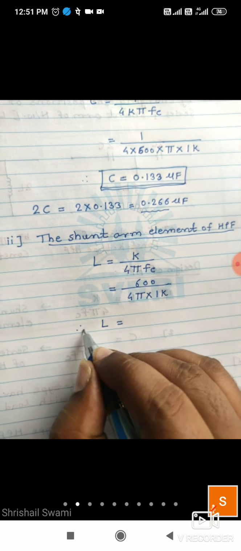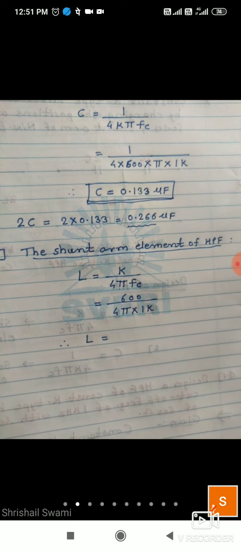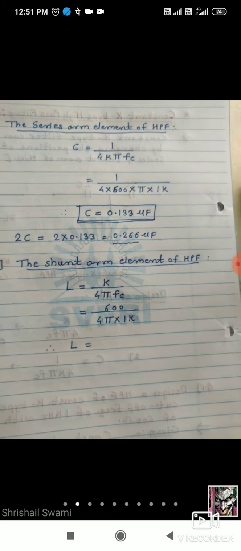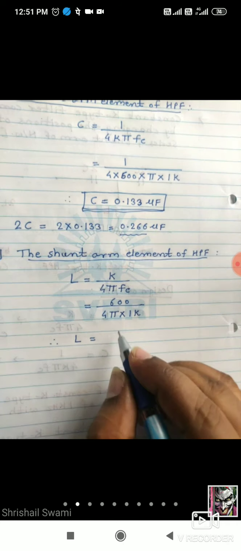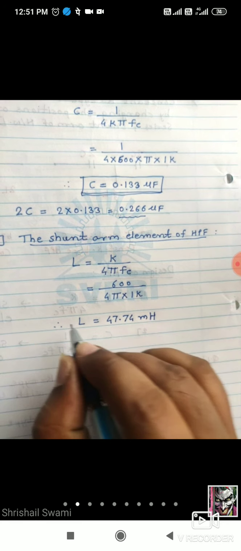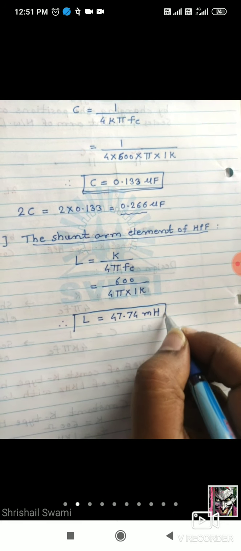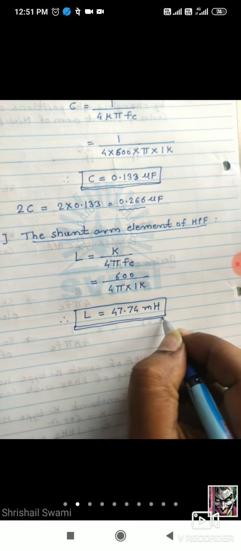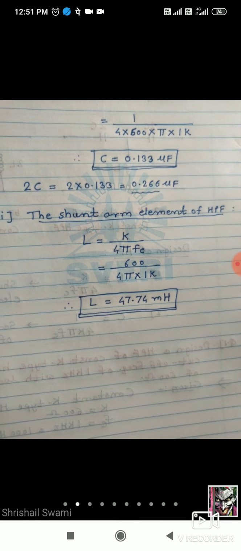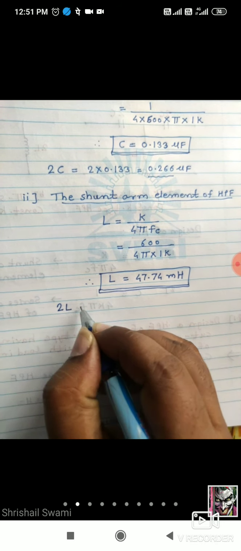Tell me, what will be the value of L? 47.74 millihenry. It is the correct. So make it box. So two values you got. So what is required in the diagram? We require 2L. So immediately you can calculate 2L.